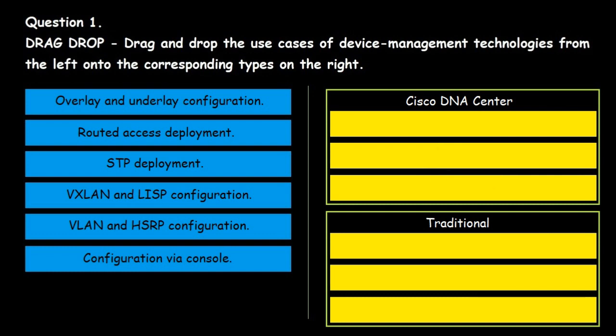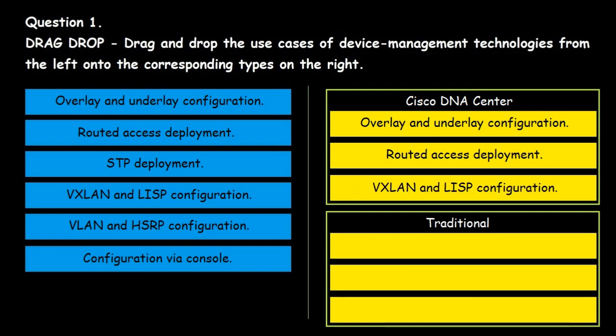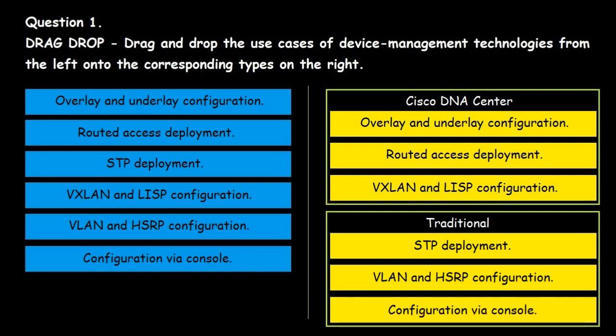Let's see the answer. Overlay and underlay configuration. Routed access deployment. VXLAN and LISP configuration. STP deployment. VLAN and HSRP configuration. Configuration via console.